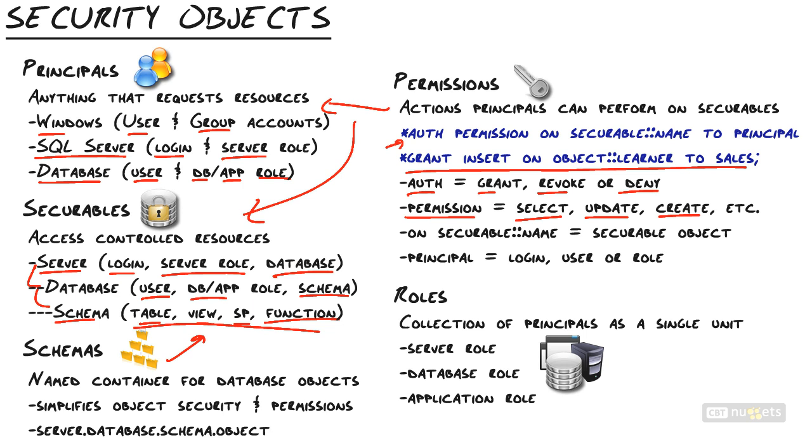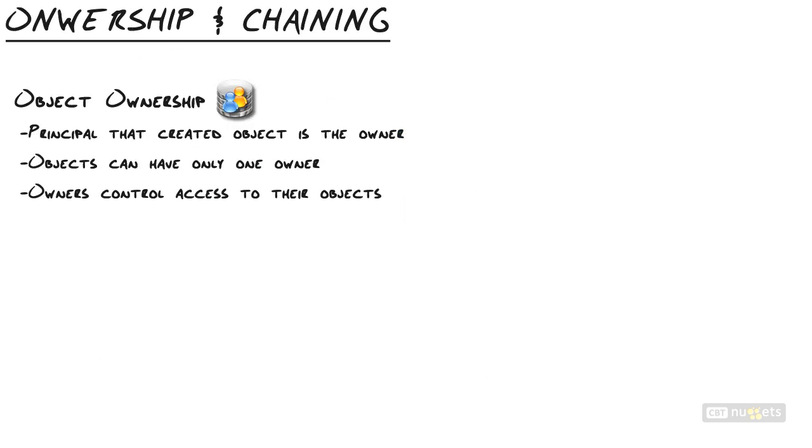Let's switch gears a little bit and talk about object ownership and ownership chaining. A couple of important concepts we need to think about when designing our security strategy. Let's start with object ownership. And the three things to remember about object ownership is that the principal that created the object is the owner, and that objects can have only one owner, and owners control access to their objects. Why is that important? Well, it all comes down to ownership chaining.